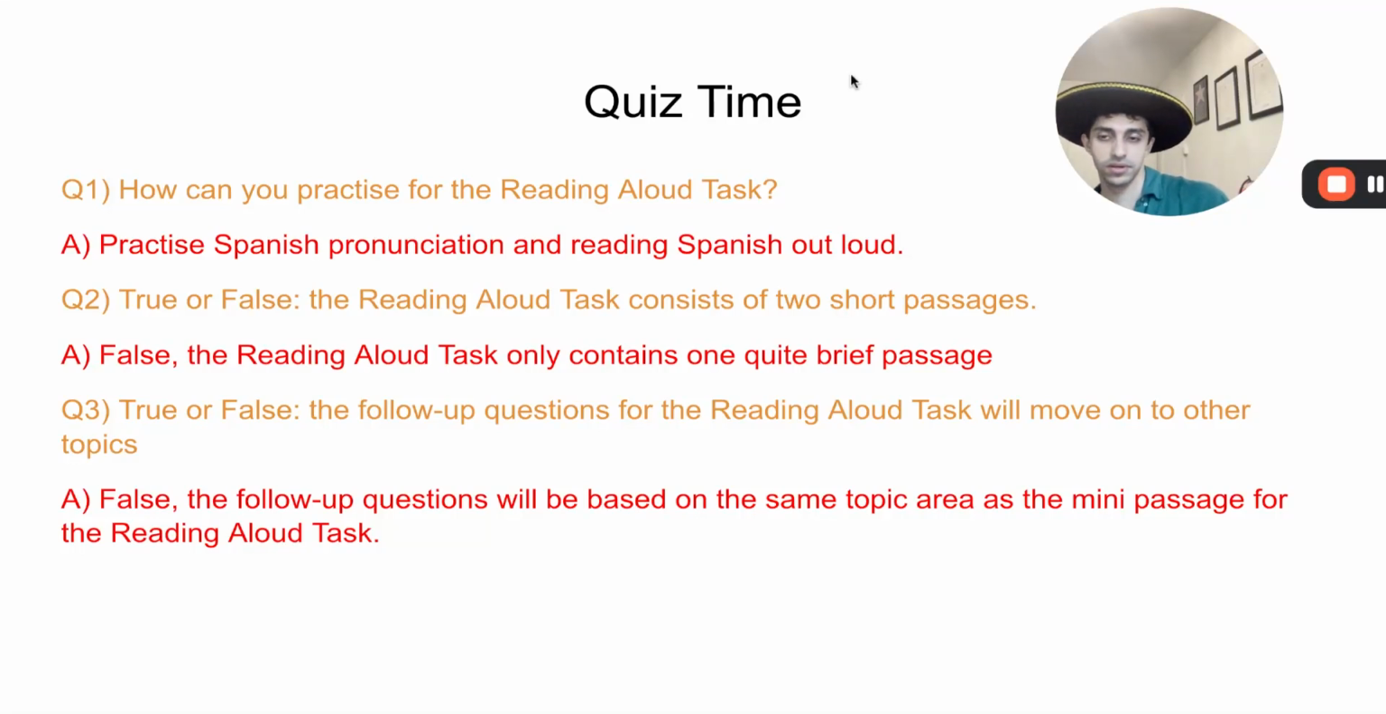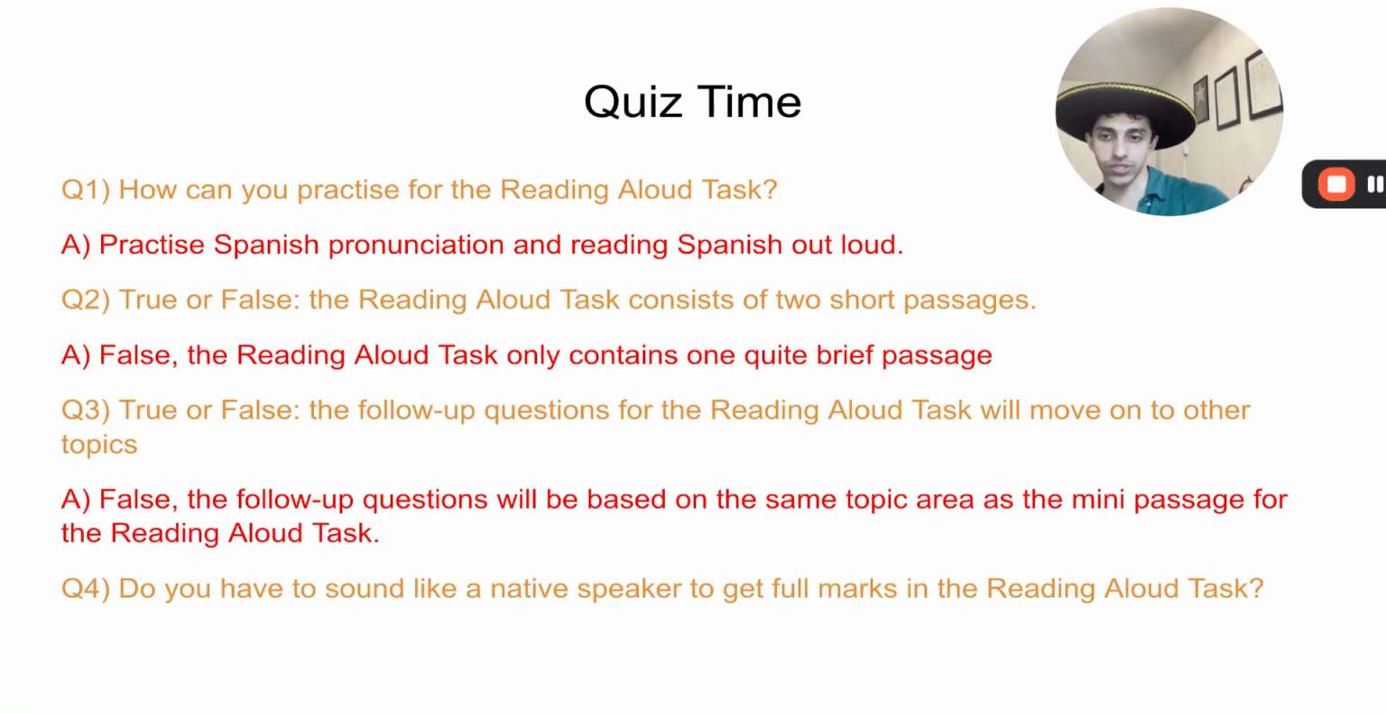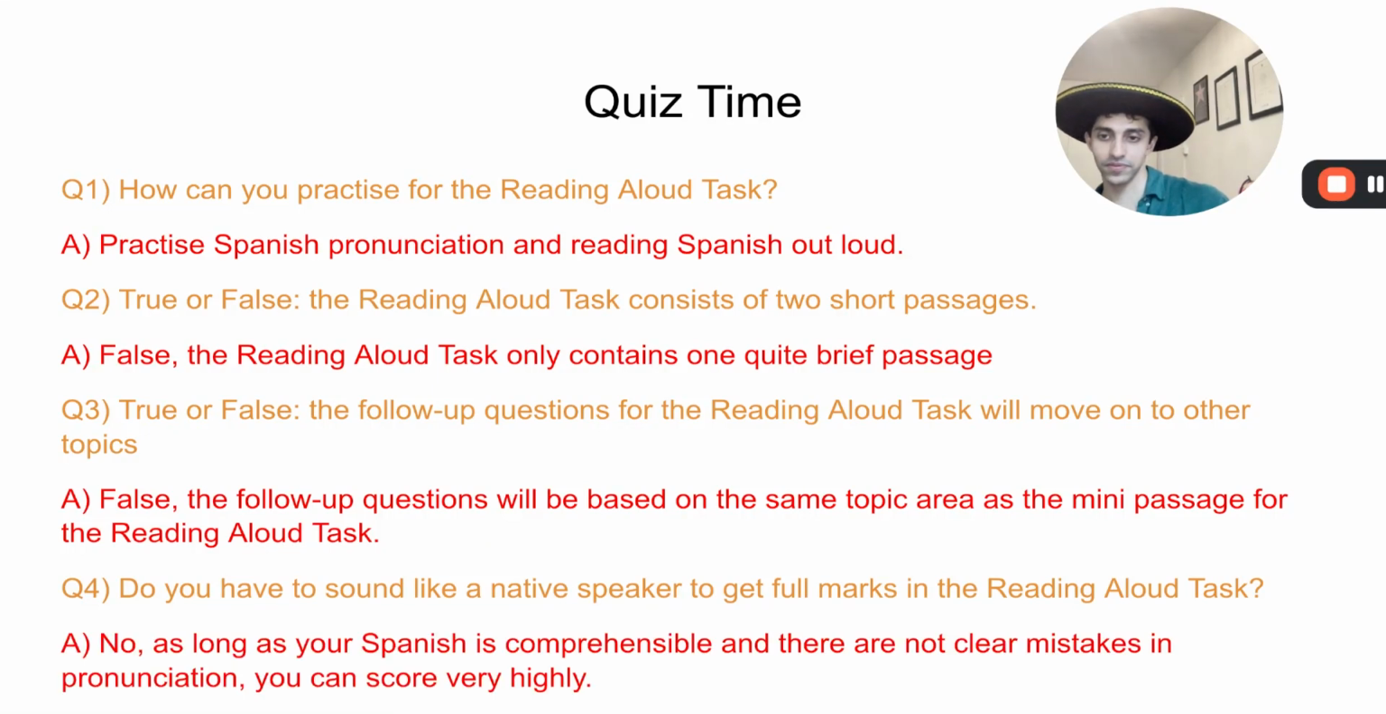And question 4, our last one, do you have to sound like a native speaker in order to get full marks in your reading aloud task? This is something that was mentioned a few times. I'll give you a little bit of time. Okay, let's take a look at this answer. The answer is no.